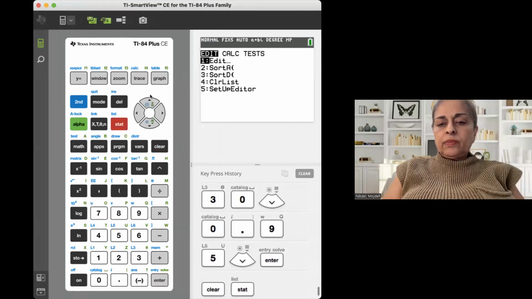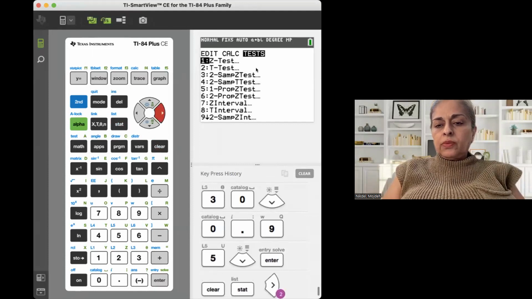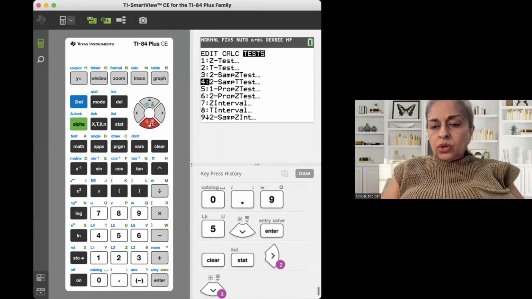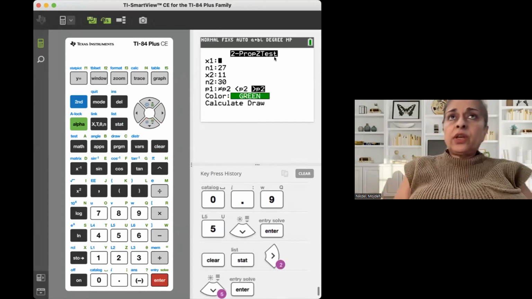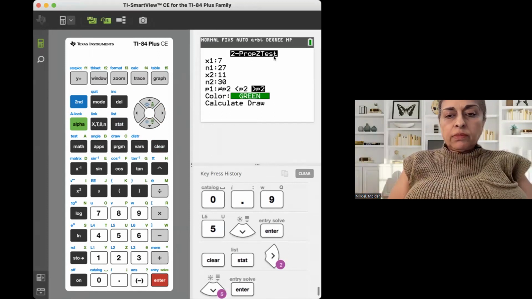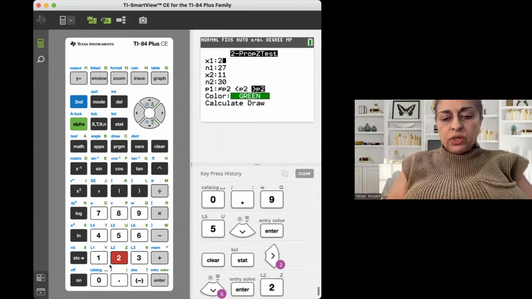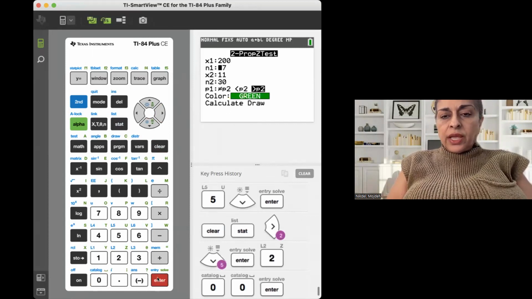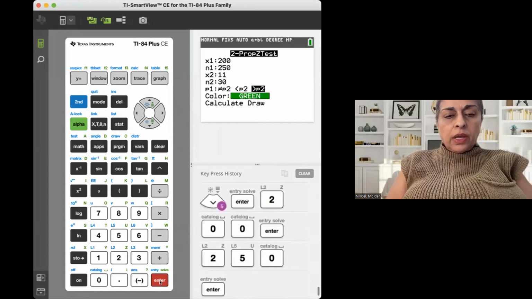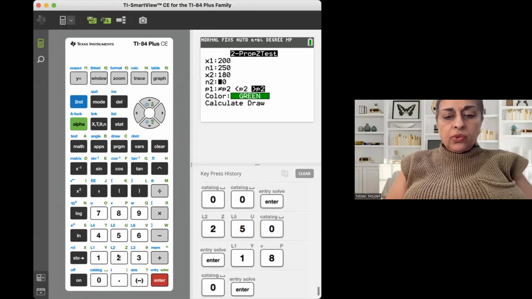Stat, tests. At the beginning, you have all the tests. So two prop z-test. You see that it doesn't give you an option for input because we only have statistics. X1: on the slide, I have 200. Then N1, I have 250. X2, 180. N2, 300.